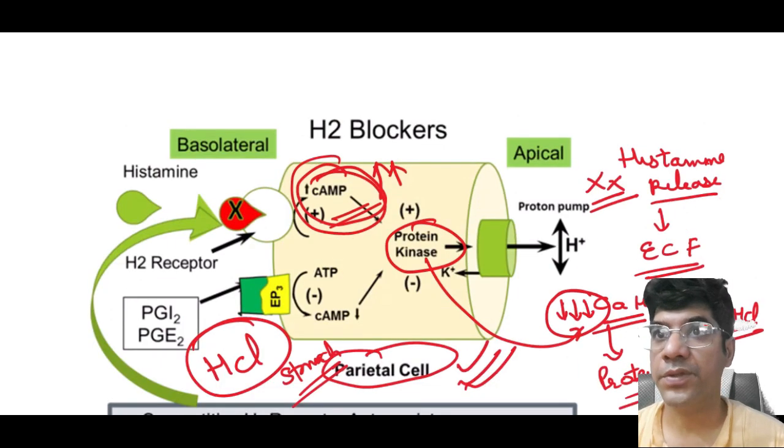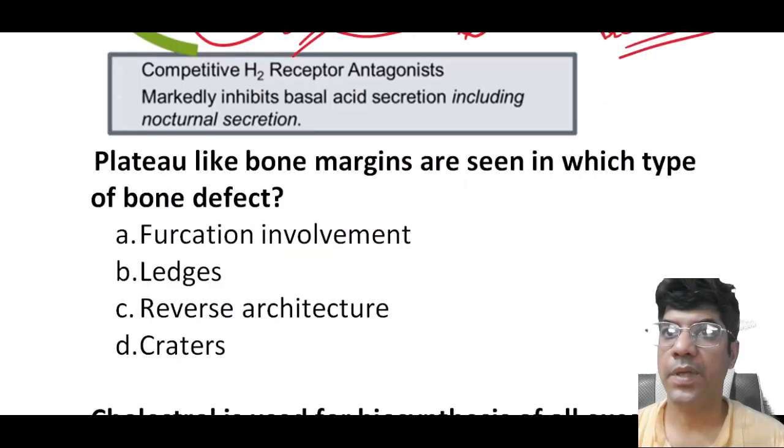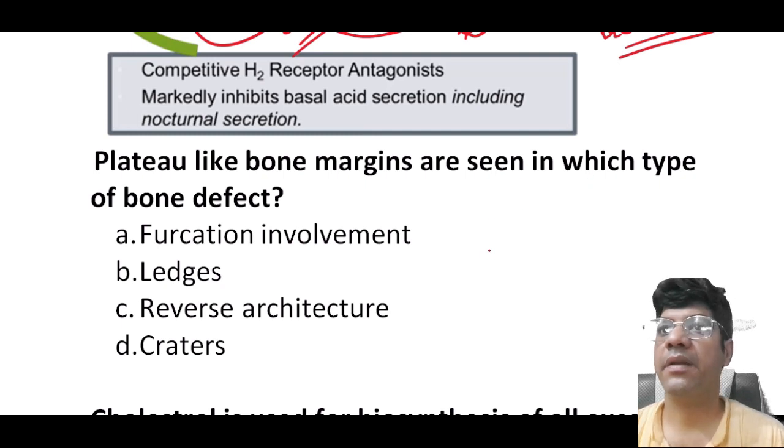So for the question, the H2 receptor antagonist act on which cells of GIT? The answer would be D, parietal cells. Coming to the next question, plateau like bony margins, they are seen in which type of bony defect? The answer would be craters.